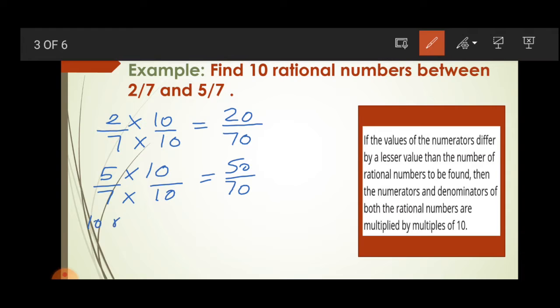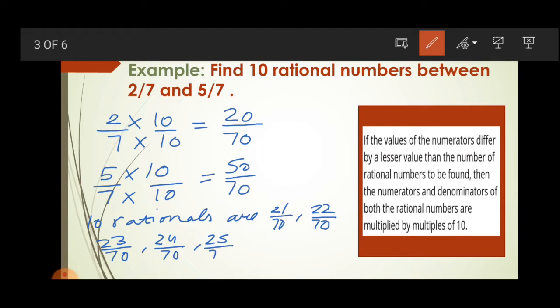So the 10 rational numbers are 21 by 70, 22 by 70, 23 by 70, 24 by 70, 25 by 70, 26 by 70, 27 by 70, 28 by 70, 29 by 70 and 30 by 70.